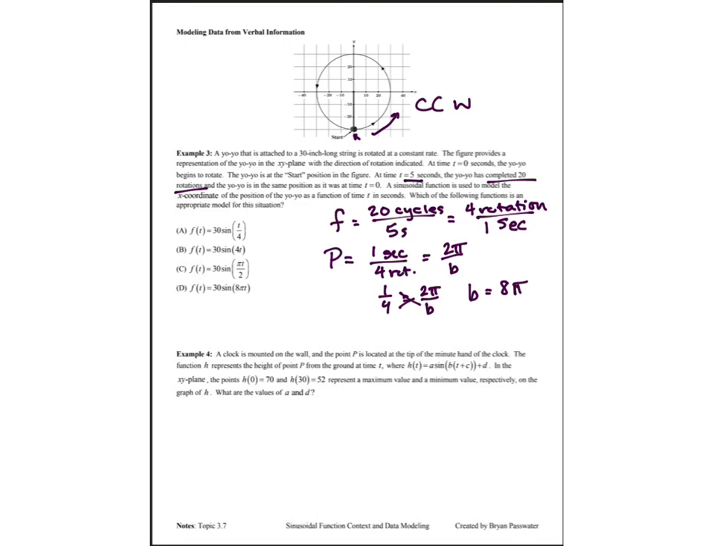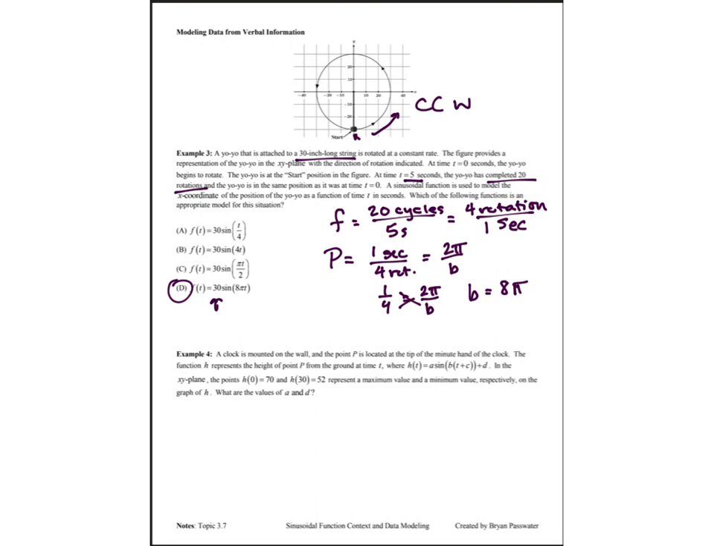Okay. What's my amplitude here? 30. How do I get that from the explanation? What'd they tell me? A 30-inch long string. And this goes to one of the first days we started this, where Truett said A must be the radius of the circle. You're not wrong there. The bigger the circle, the more amplitude, right? So the radius of your circle, 30 inches, is amplitude 30. So what's our answer here?